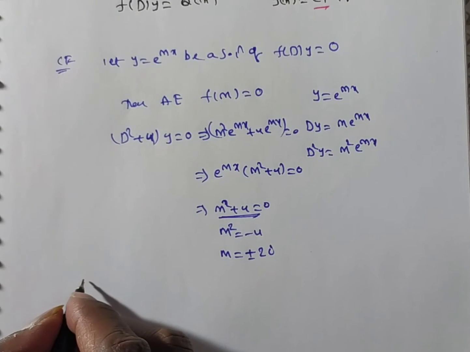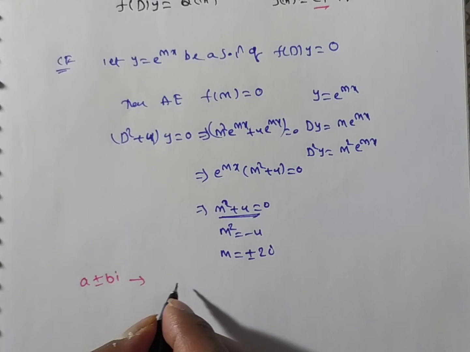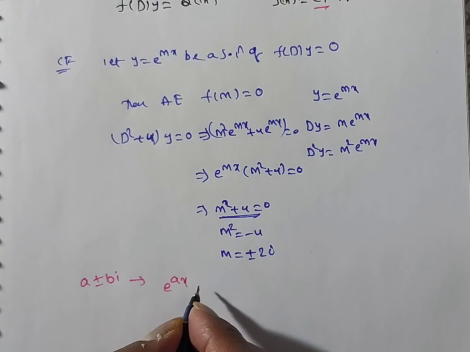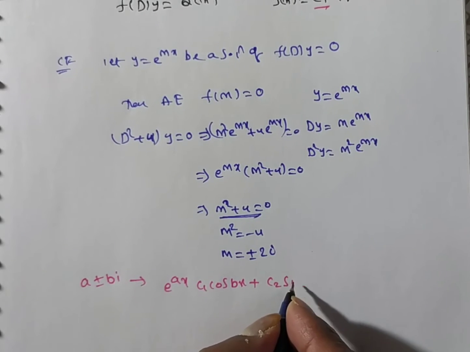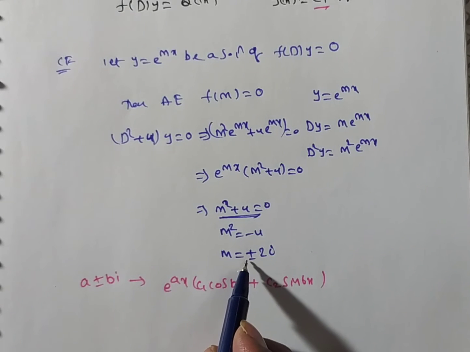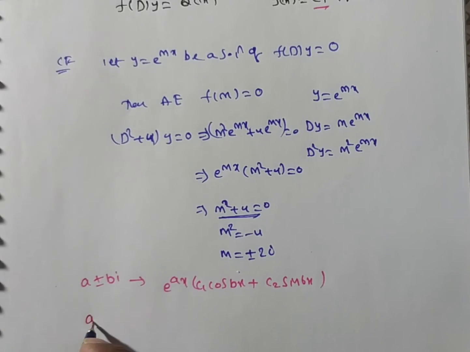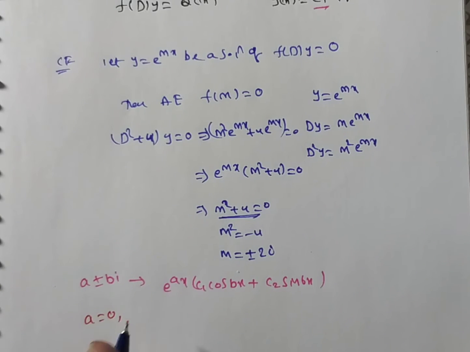Whenever the roots are in the complex form a ± bi, then the complementary function we have is e^(ax)(c1 cos bx + c2 sin bx). Okay. Now you compare on both sides. Compare the roots. What is the real part here? 0. So a = 0, you substitute. And what is the i coefficient here? 2. So b = 2, you write down.